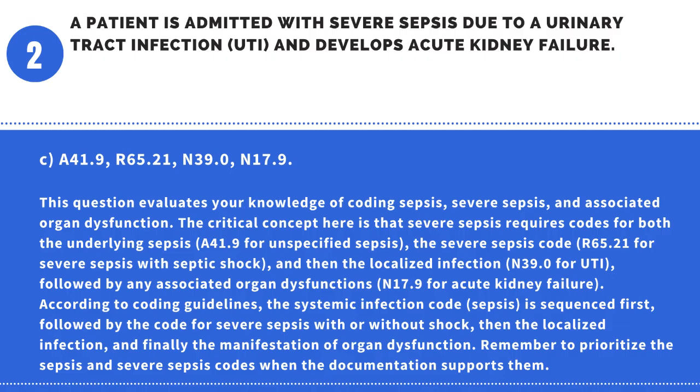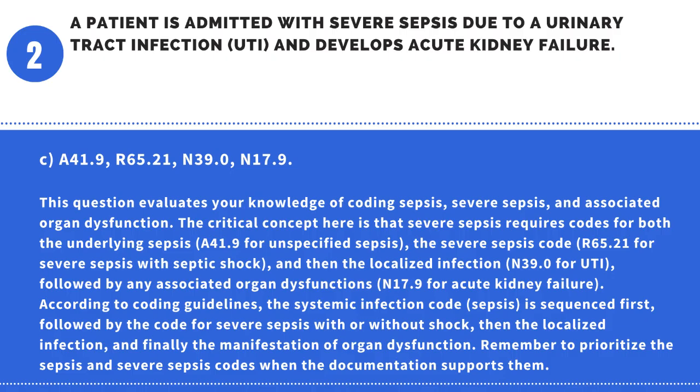This question evaluates your knowledge of coding sepsis, severe sepsis, and associated organ dysfunction. The critical concept here is that severe sepsis requires codes for both the underlying sepsis, A41.9 for unspecified sepsis, the severe sepsis code, R65.21 for severe sepsis with septic shock, and then the localized infection, N39.0 for UTI, followed by any associated organ dysfunctions, N17.9 for acute kidney failure.